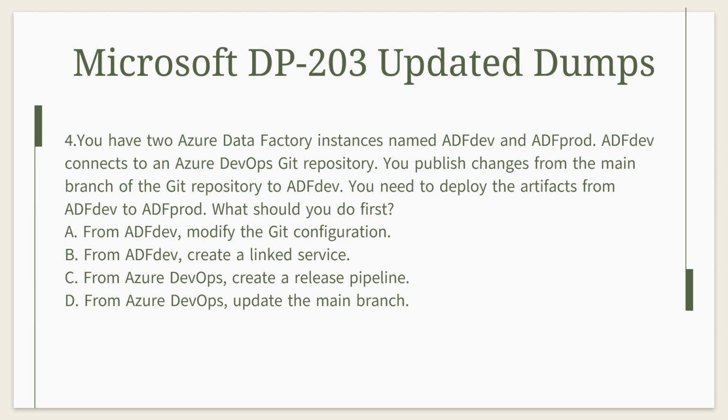A. From ADF Dev, modify the Git configuration. B. From ADF Dev, create a linked service. C. From Azure DevOps, create a release pipeline. D. From Azure DevOps, update the main branch.